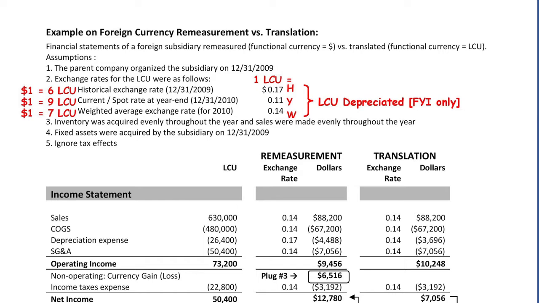Then you have inventory was acquired evenly throughout the year and sales were made evenly throughout the year. That's during 2010. So we're going to write use W. Fixed assets were acquired by the subsidiary on 31st December 09. So here we're going to write use H.